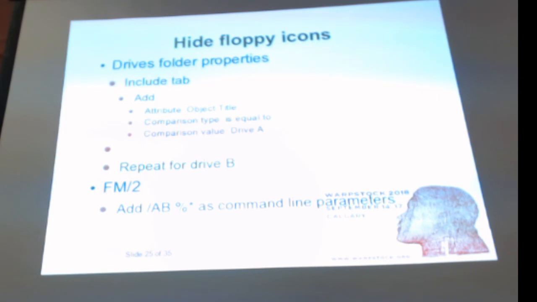You can hide your floppy icons if you want. You go to drive folders, and basically those are the instructions. Attribute title compared to is equal to, and you can just eliminate it. And in FM2, you can just add that to the command line, the /ab percent semicolon, and that way when it comes up, it will come up without those two icons. Obviously, those two icons aren't very useful on computers that don't have floppy disks.